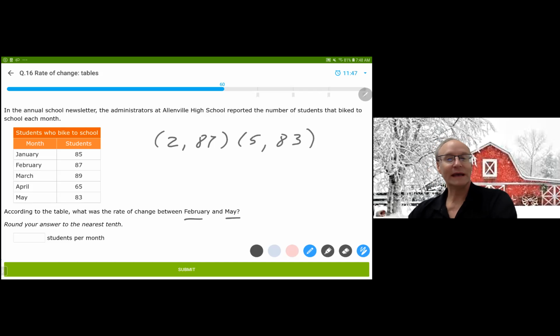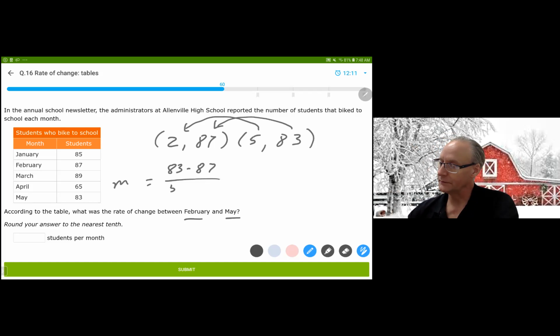And so we're doing a backward subtraction. Remember, we're always subtracting in this order because this is time going by, and it does matter what direction you go because time does move forward. We don't have any choice on that. So it is 83 minus 87. And this is the slope over 5 minus 2. And 83 minus 87 is negative 4 students. We went down 4 students over a period of 3 months.